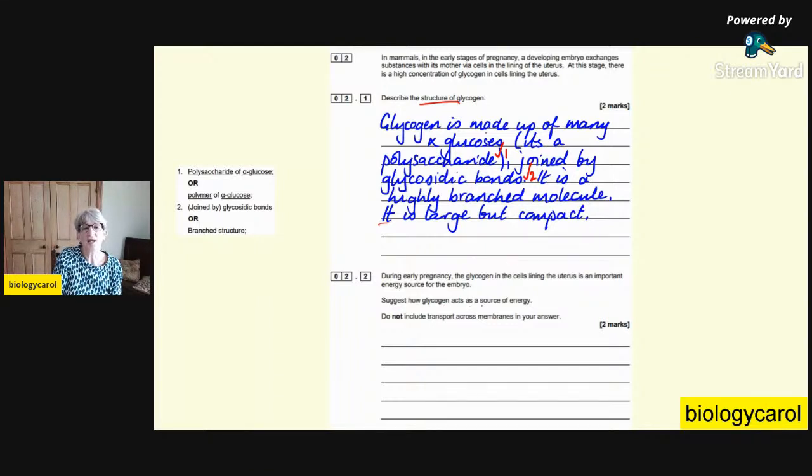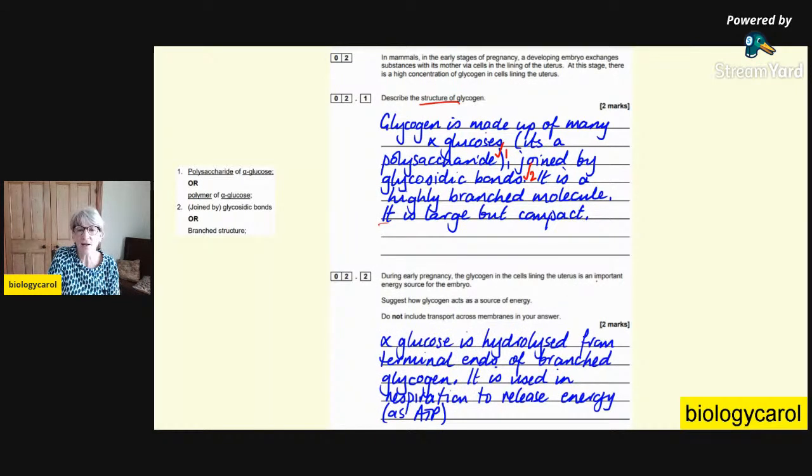Suggest how glycogen acts as a source of energy. So we've got to get from glycogen to a source of energy. And of course, we're going to go via alpha glucose because glycogen is made up of alpha glucose. So the alpha glucose is taken off the glycogen as a result of hydrolysis. And I put in of the terminal ends of the highly branched molecule.